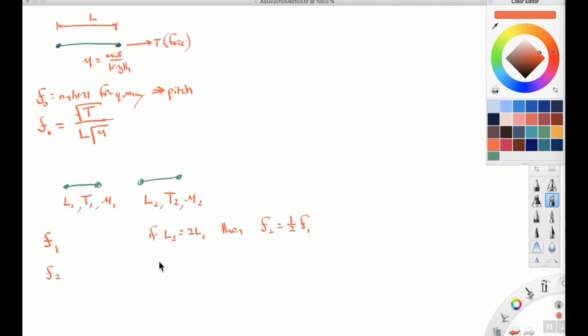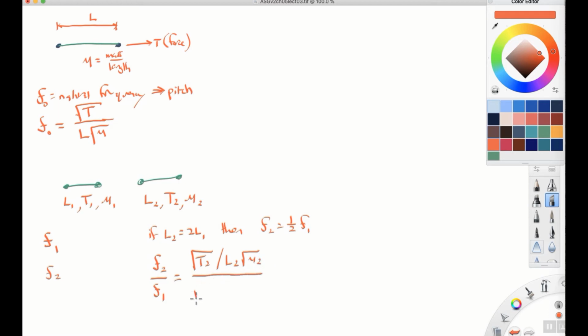If we wanted to know the frequency of string 2, let's just do this example, compared to the frequency of string 1, well, that would be the square root of the tension of string 2 divided by the length of string 2 times the square root of the mass per unit length of string 2.